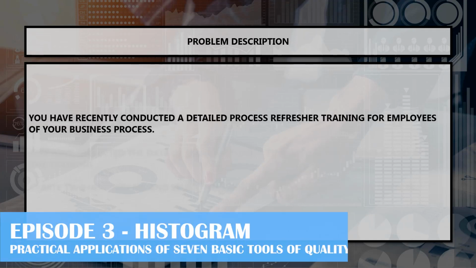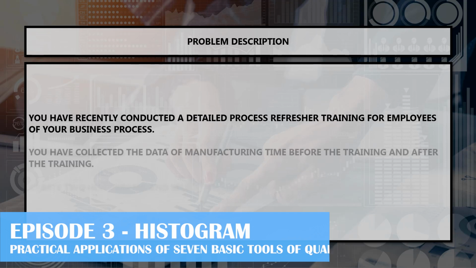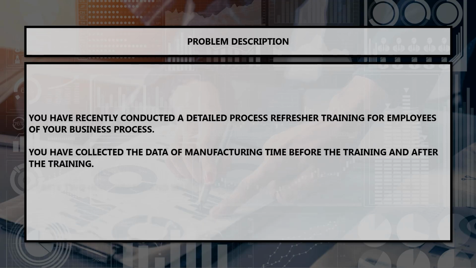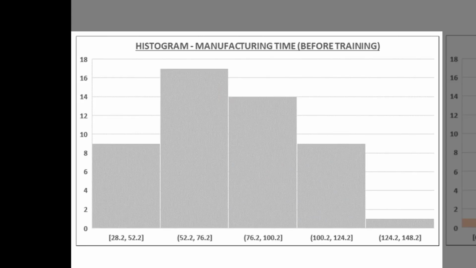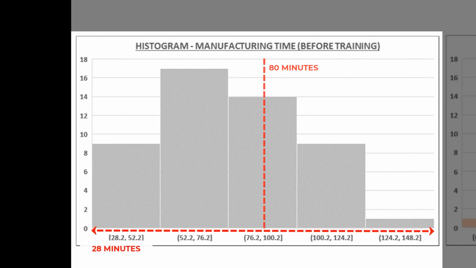You have recently conducted a detailed process refresher training for employees of your business process. You have collected the data of manufacturing time before the training and after the training. Create two histograms and select the correct option from the given choices. You will see that the mean or the average line is around 80 minutes for this histogram, but the spread of this histogram is from 28 minutes to 148 minutes.